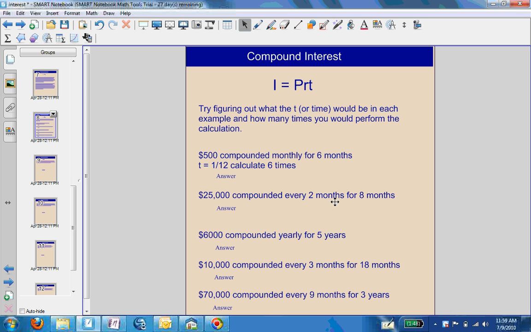$25,000 compounded every 2 months for 8 months. Our T is going to be 2 months. So that's 2/12. And we're going to do it for 8 months. So basically, you divide 8 by 2, and 4 is how many times you calculate. So 2/12 is your time, and you calculate 4 times.